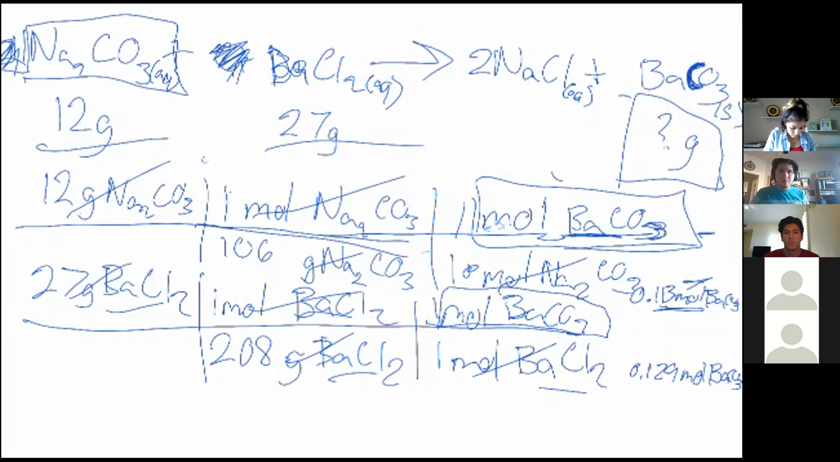The reason I'm asking is because it will probably ask for the limiting reagent, so it's just good to get in the habit now. Now, we know that the 0.113 is the most amount of moles we can make of barium carbonate. So what's the next step we need to do to figure out how much precipitate is formed?